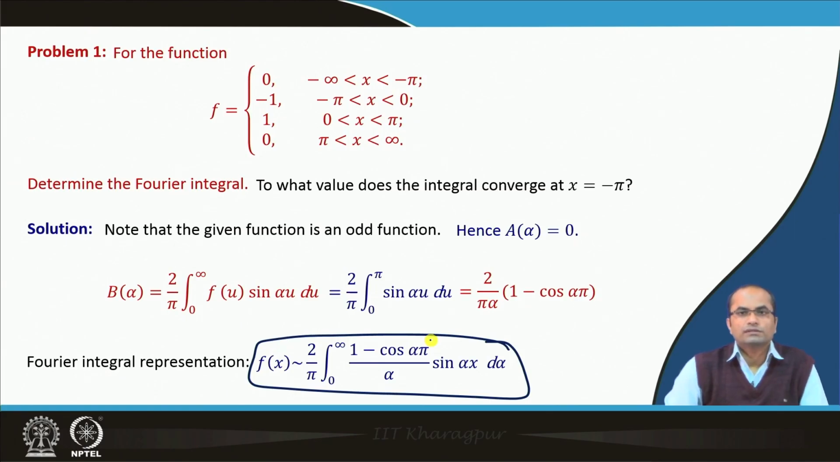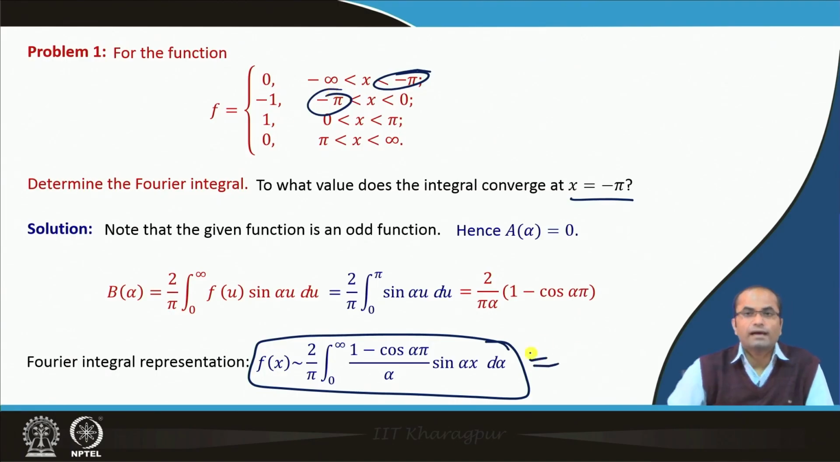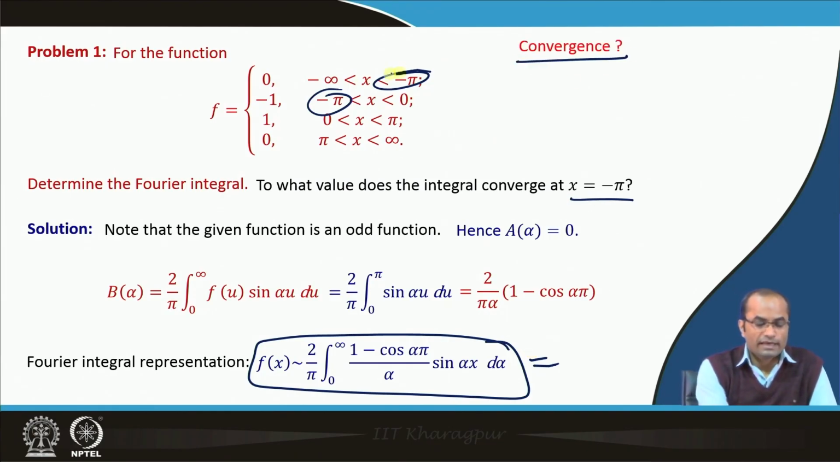We know the convergence theorem already. Wherever the function is continuous, it will converge to the function value, and if the function is discontinuous, then we will take the average value of the function at that point. So, for instance, at x equal to minus pi, indeed this function is not defined, but it does not matter, we can take the average value of the limits at that point. So, about the convergence, at the points where it is continuous, it will go directly to the function value.